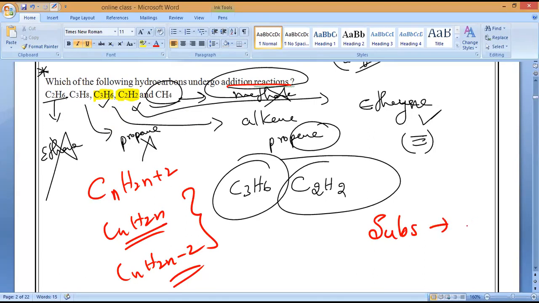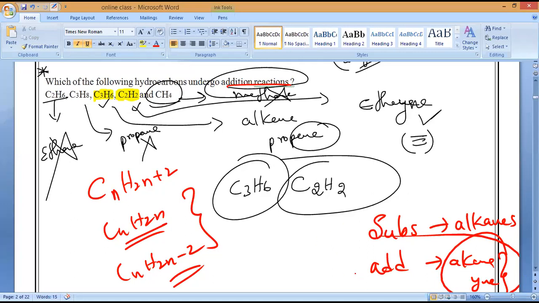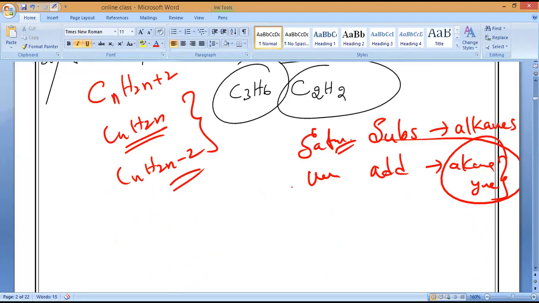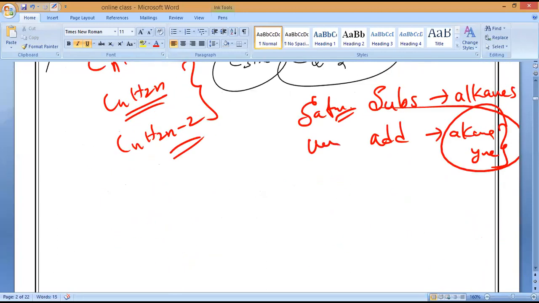Substitution reaction is shown only by alkanes. All of you should remember that. And addition reaction is shown by alkenes and alkynes, both. That is what you have to remember. These are unsaturated. This is saturated. So I hope everybody is clear with this. If anybody has any doubt in this, just ask me.